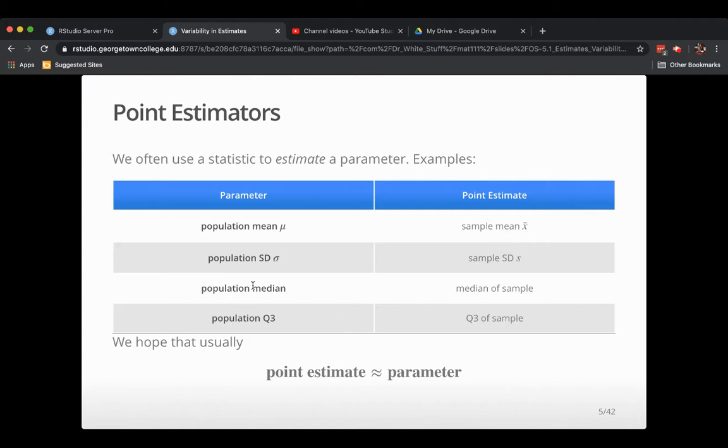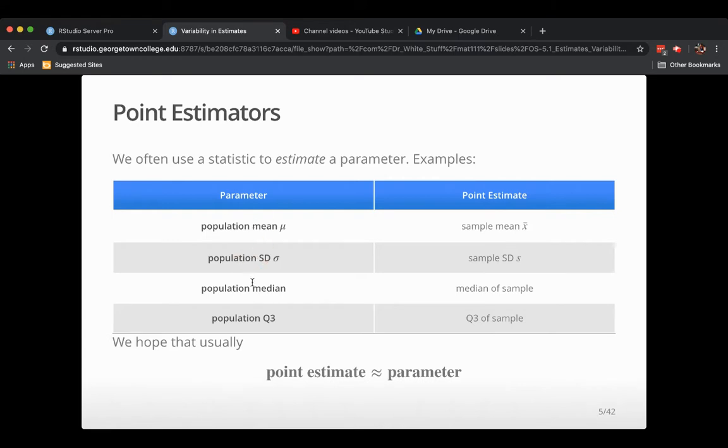Population median is a parameter. The sample median is a statistic because it's computed off the sample, and it's used to estimate that population median. In the same way, the third quartile of the population could be estimated by the third quartile of some random sample from the population. Statistic, parameter.